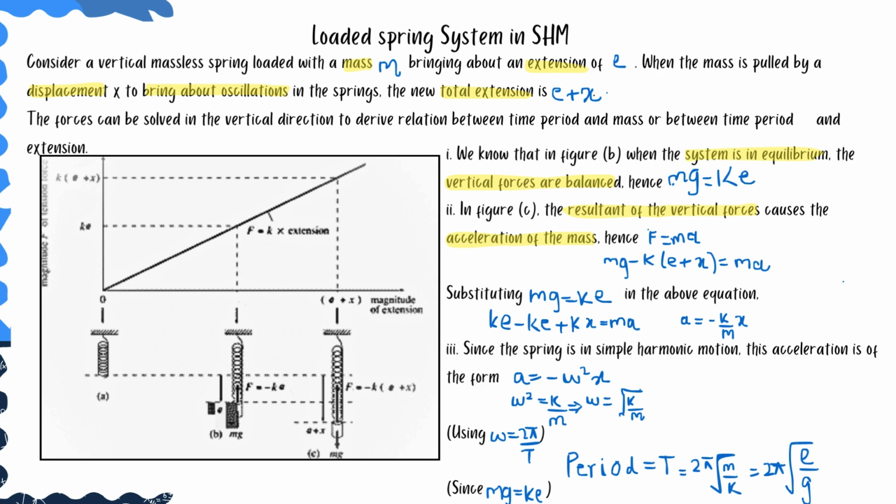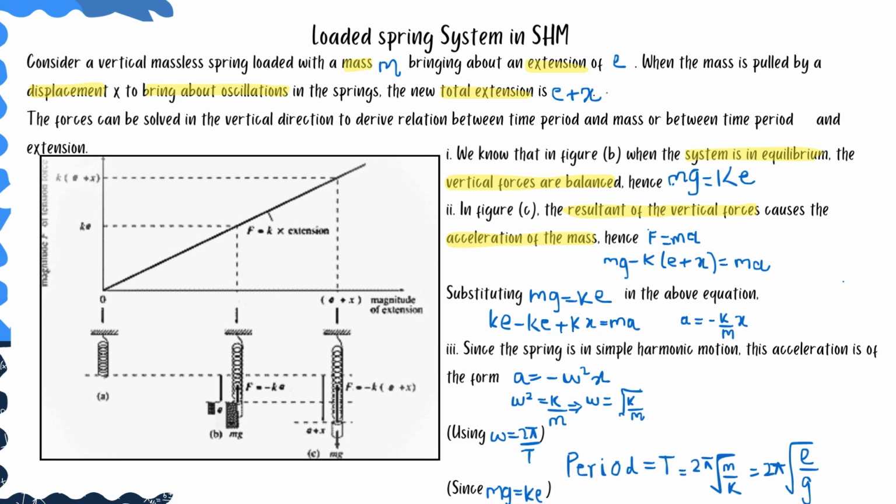Now, if we consider a vertical massless spring with a load of m kg on it, bringing about an extension of E. When we pull the mass by a displacement x to bring about oscillations in the spring, the new total extension will be calculated as E plus x, where E is the extension of the spring and x is the displacement. The forces acting on the spring can be resolved in the vertical direction to derive the relationship between time period and the mass or between time period and extension.